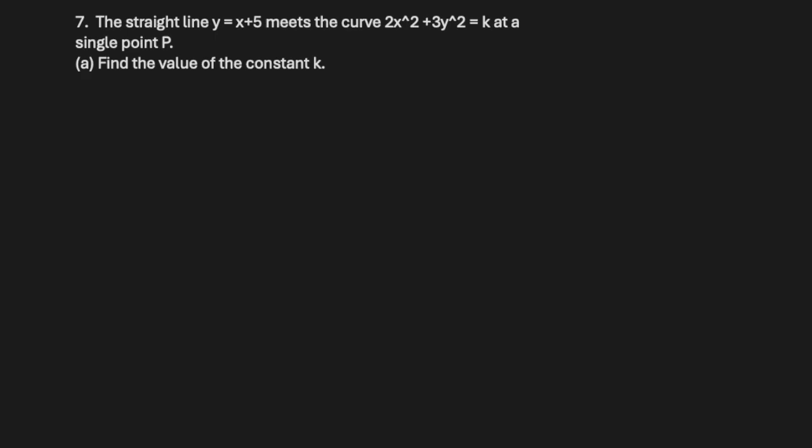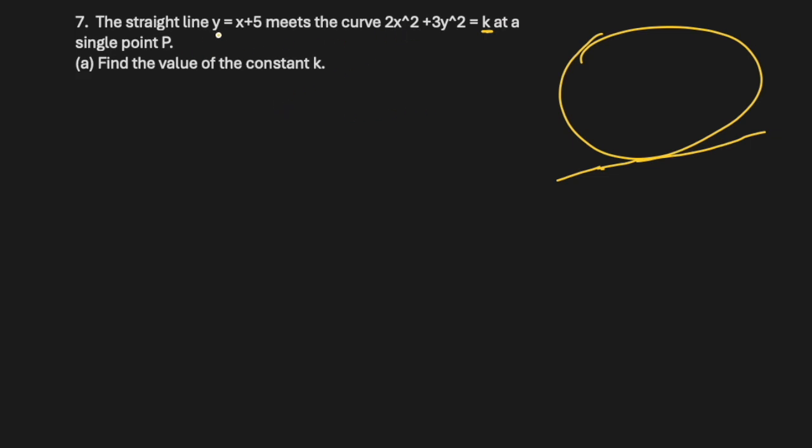It says a straight line y equal to x plus 5 and the curve 2x square plus 3y square equal to k. So maybe an oval or something like this. They said that they are meeting at a single point. That means if that is the curve, this is the line, it's a tangent. Find the value of constant k, this k.